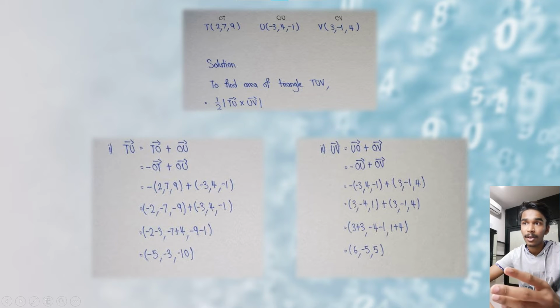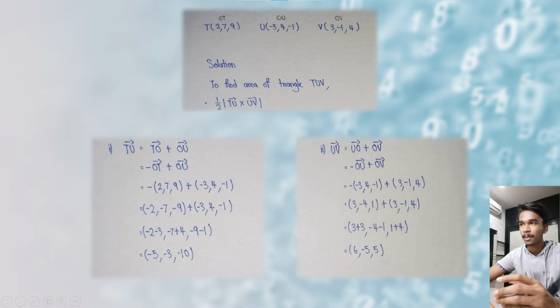However, we do not have the value of vector UO, which is the same case as the previous solution. But we do have the value of vector OU. So we're going to change the direction, and to make this possible, we're going to multiply OU with negative. Once we did that, we can get the value of vector UO, which is 3, -4, and 1.